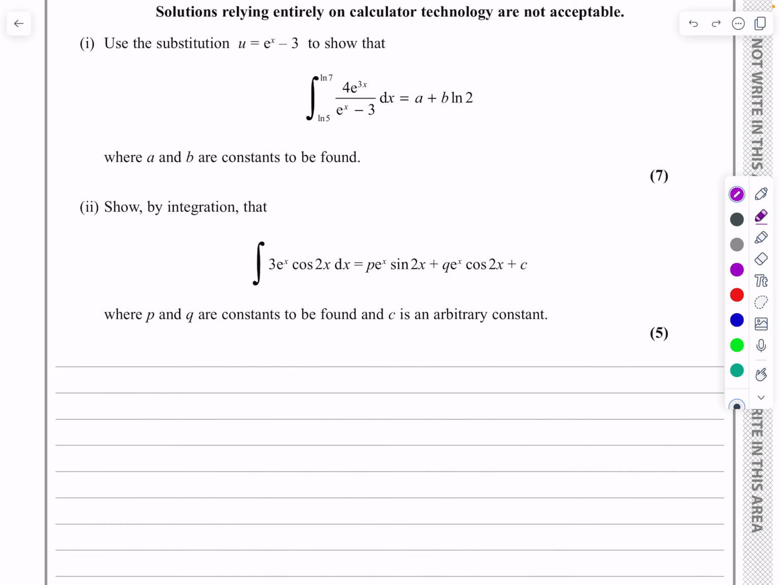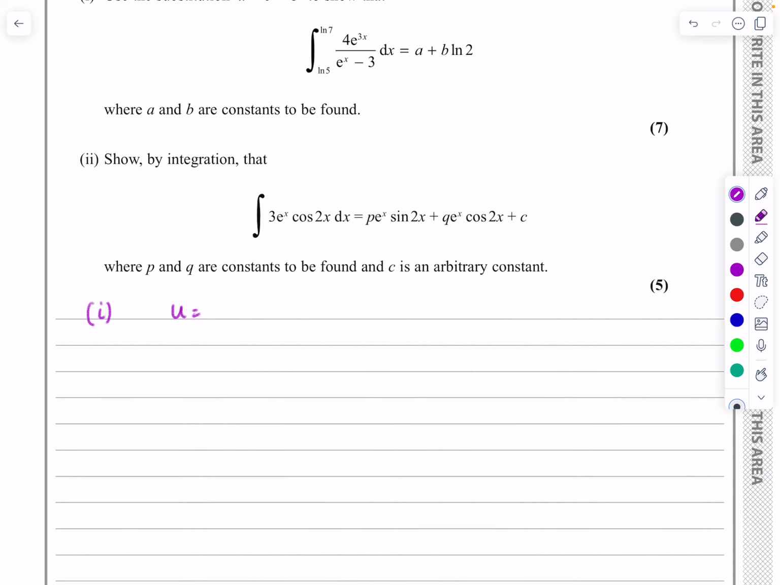So we've got part 1. The substitution is u equals e to the x minus 3. So if I differentiate, du by dx is just e to the x. So du is e to the x dx, or in other words, dx, which is what I wanted, is du over e to the x. That's going to replace that part there.